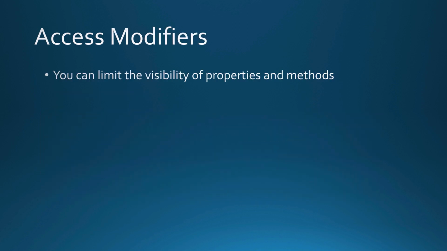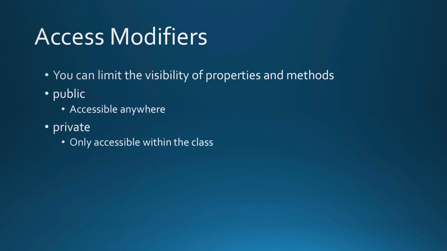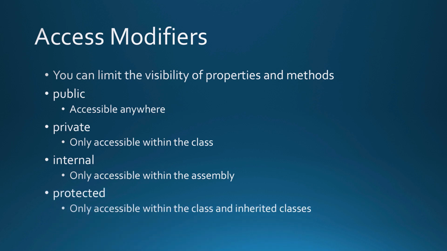Access modifiers allow us to limit the scope or the visibility of properties and methods. There are four basic types. Public, which means that property or method is accessible anywhere. Private, it's only accessible within the class. Internal, it's only accessible within the assembly in which it's defined. And protected means that property or method is only accessible within the class and any classes that inherit from that class.